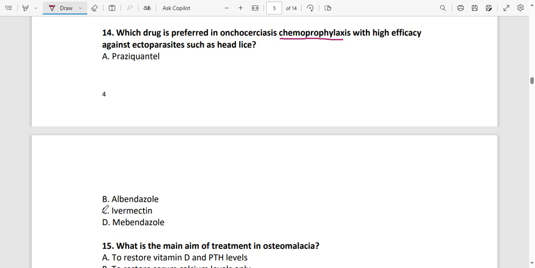Okay. So ivermectin is very good when it comes to chemoprophylaxis. How does it work? Let's quickly describe these guys. When it comes to these helminthic infections, if we start with Praziquantel, it's also known as biltricide. It's effective against cestodes plus trematodes. This is where this guy is effective.